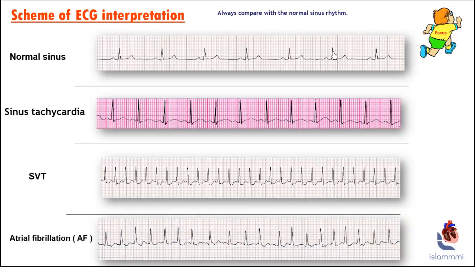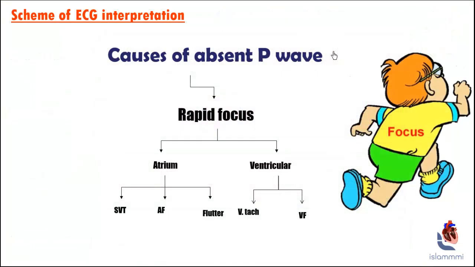What is the difference between sinus tachycardia and AF? It's completely irregular, as we see. Here, we have a constant distance between the R wave, but in the last one, we have completely irregular ECG. So this is what we call AF, or atrial fibrillation. So this is the second condition where the P wave can be absent.